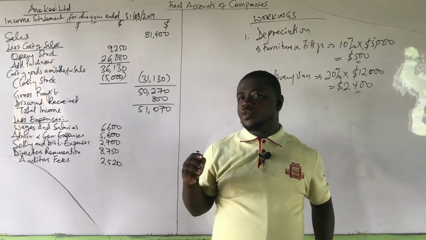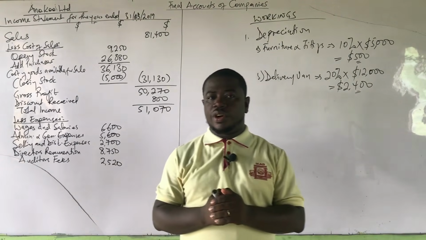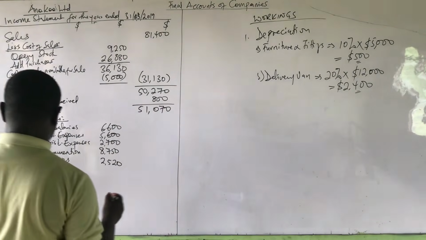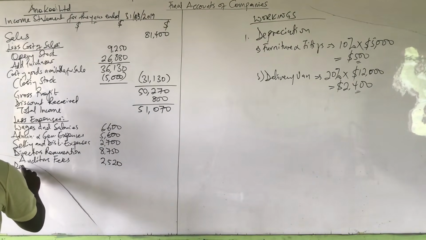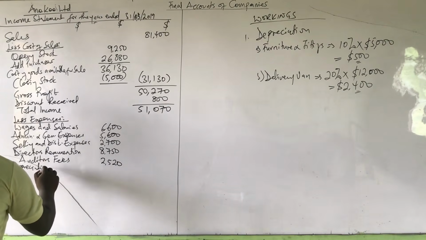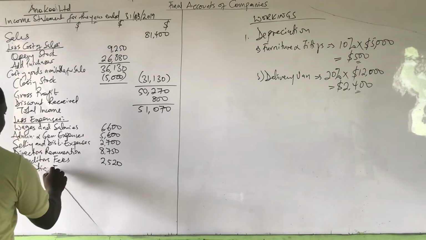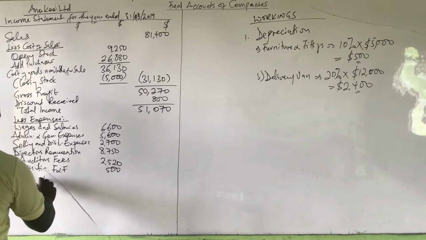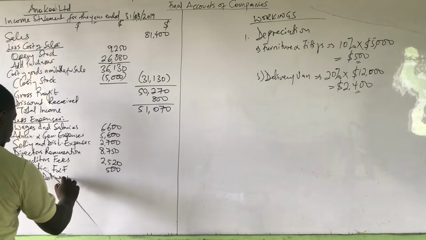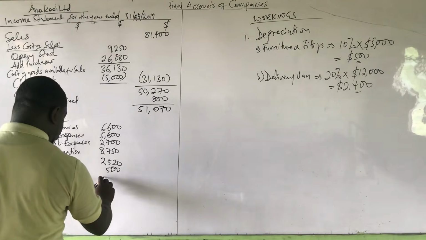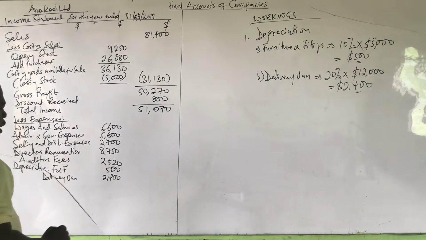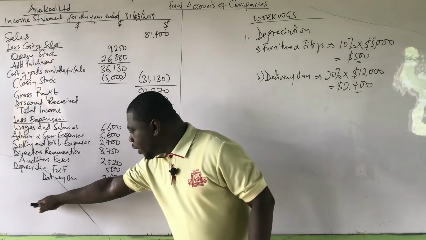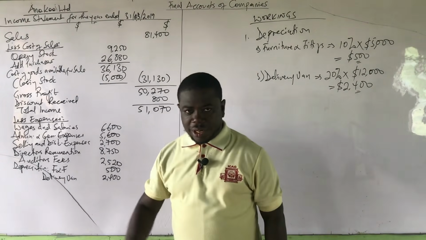Now, the only expenses we are left with now is the depreciation on the non-current asset and then the debenture interest. Okay, so let me bring the depreciation first. So the depreciation on the furniture and fittings, F&F, was $500, and then the delivery van. Depreciation on delivery van is $2,400. Now, normally interest is an expense, and so we are expected to bring interest on debenture. We add them all up to get a net profit.